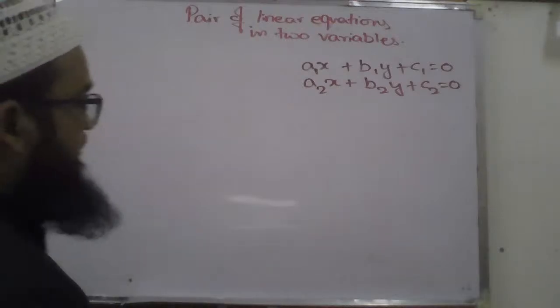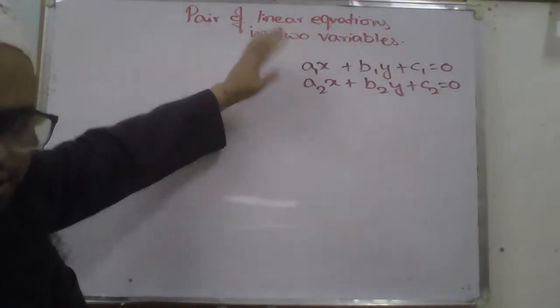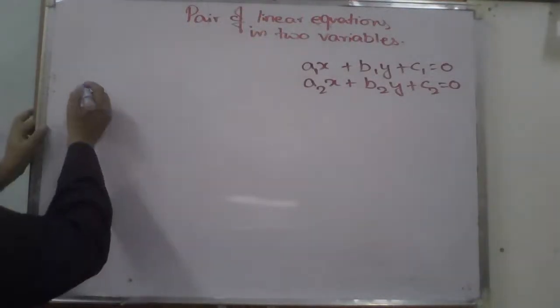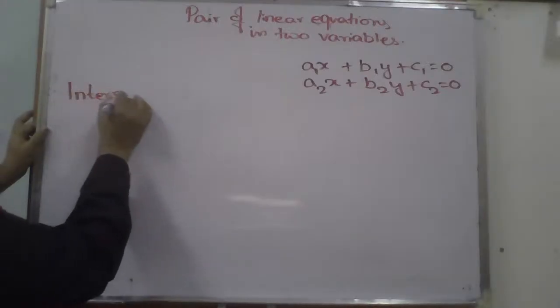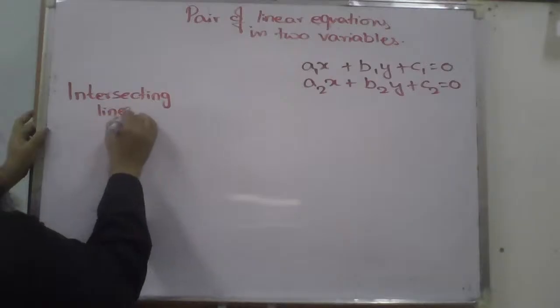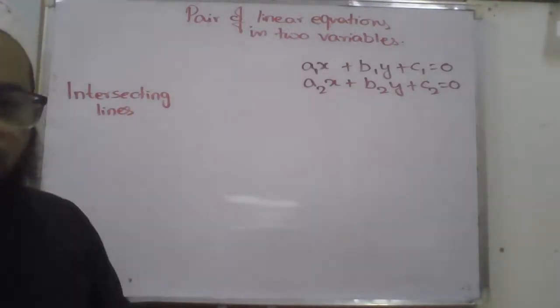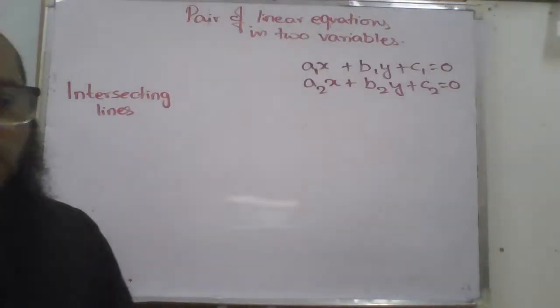Now these are the two standard forms of linear equations in two variables. Now, what are the types of equations I told? The first one is intersecting lines. For intersecting lines, using these coefficients, how will you find out whether they are intersecting lines or not? This part is most important.